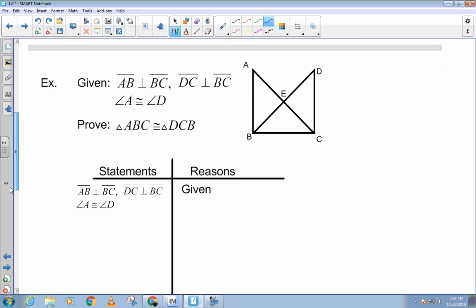Okay, so let's do these two proofs. It says that AB is perpendicular to BC and DC is perpendicular to BC. What does that give us? It means we have a right angle here, and we have a right angle here. And we also know that angle A and angle D are equal to each other. And they're wanting us to prove that ABC is congruent to DCB.